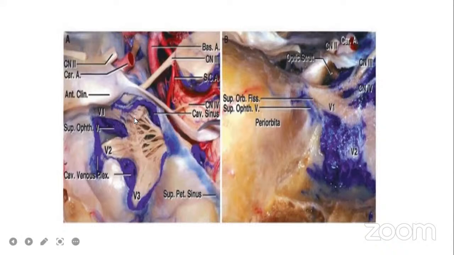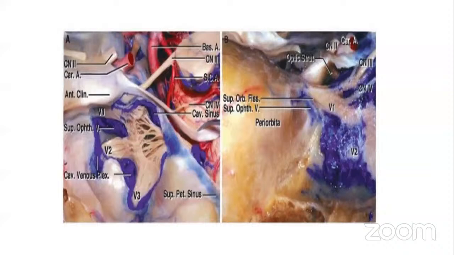The superior ophthalmic vein exits the orbit and passes below the ophthalmic nerve to the anterior part of the cavernous sinus. The superior ophthalmic vein, as shown here, exits the orbit and passes below the ophthalmic nerve to the anterior part of the cavernous sinus.